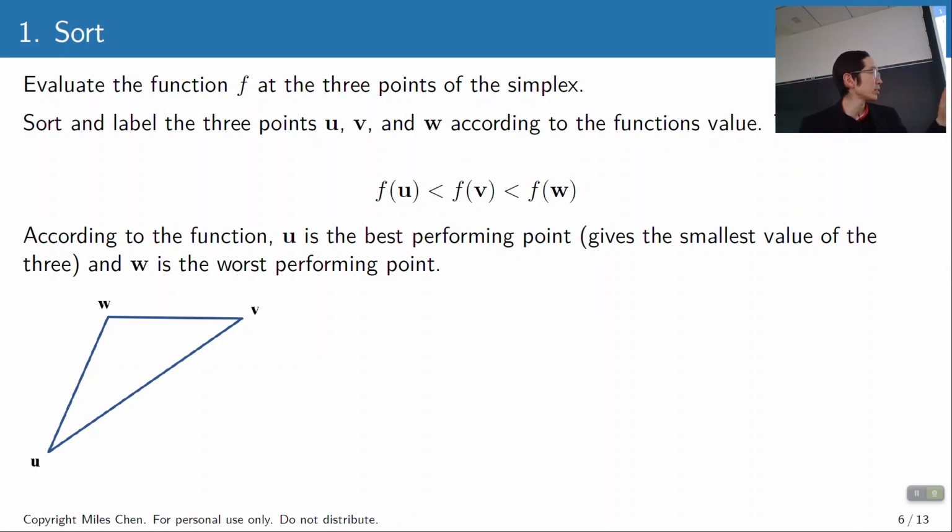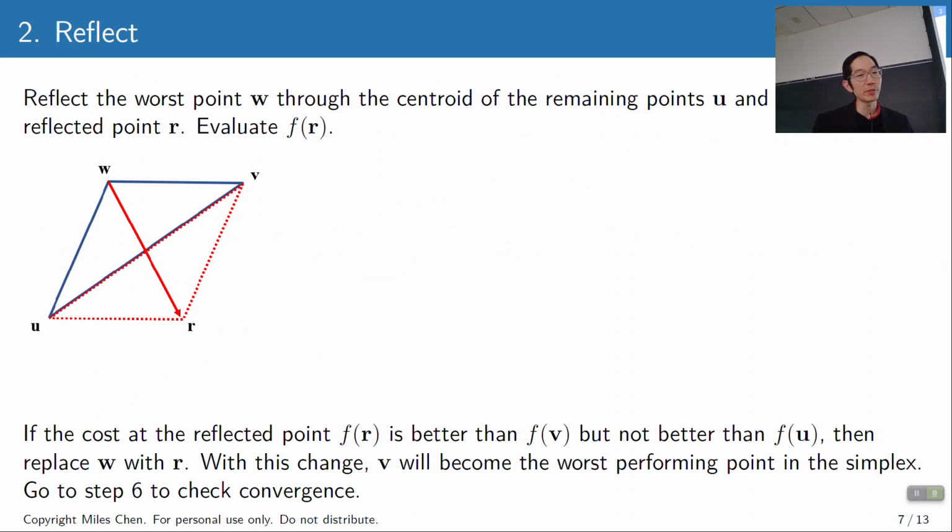So we evaluate the function at these 3 locations, and we label the value that has the highest value our W, and the value that has the lowest our U. Okay, so U is our best performing point right now, and W is our worst performing point. And the first thing we do is we try doing a reflection.